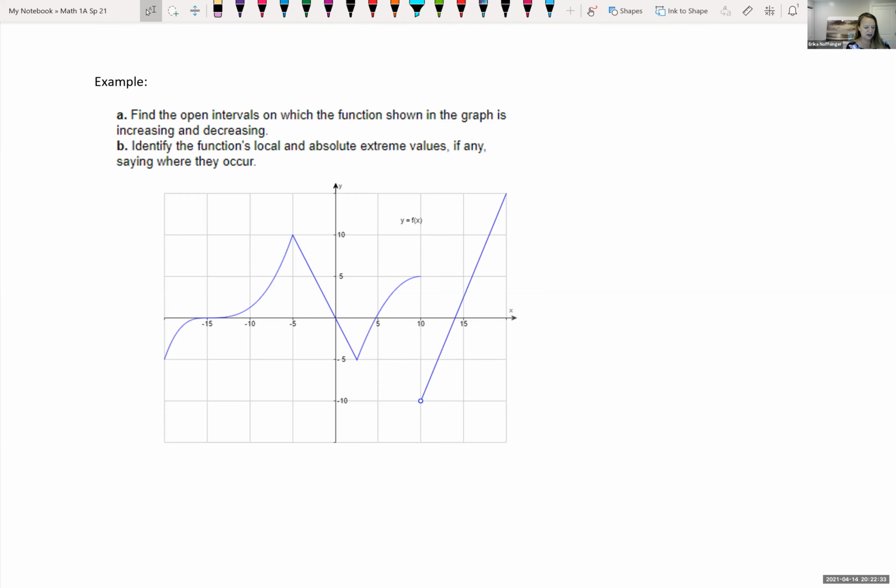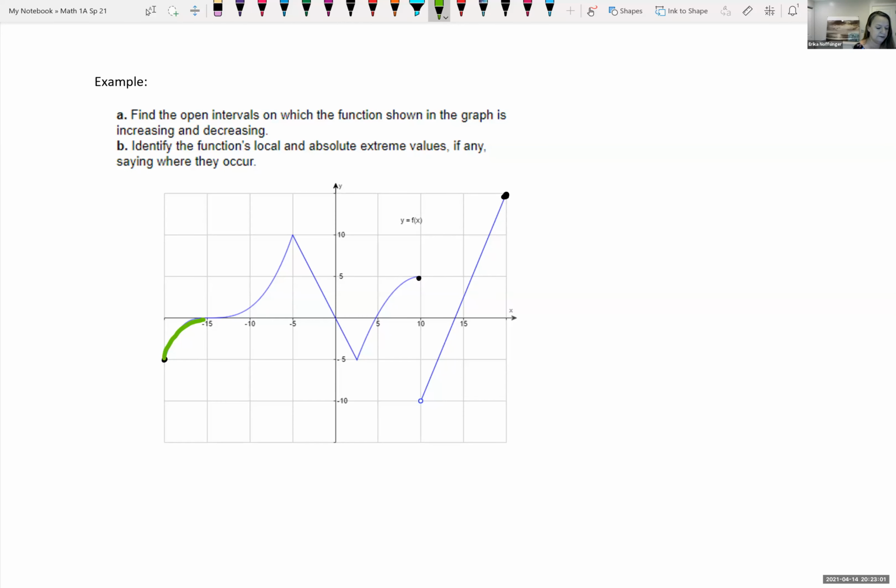Okay, so here's another example. So from here, you should be able to look at this graph. You should be able to find the intervals where it's increasing, decreasing. Assume that these are closed points here. And so if we look at this, let's just start with increasing. So we're going up, and these are in intervals of 5.